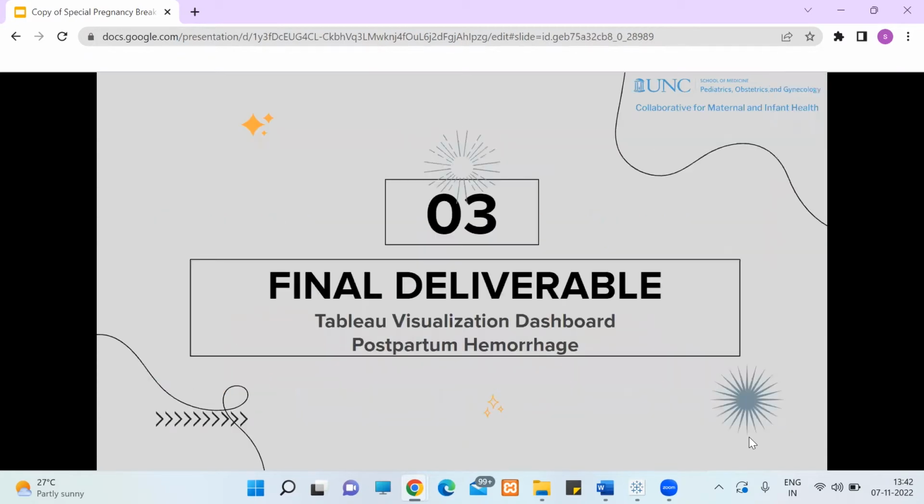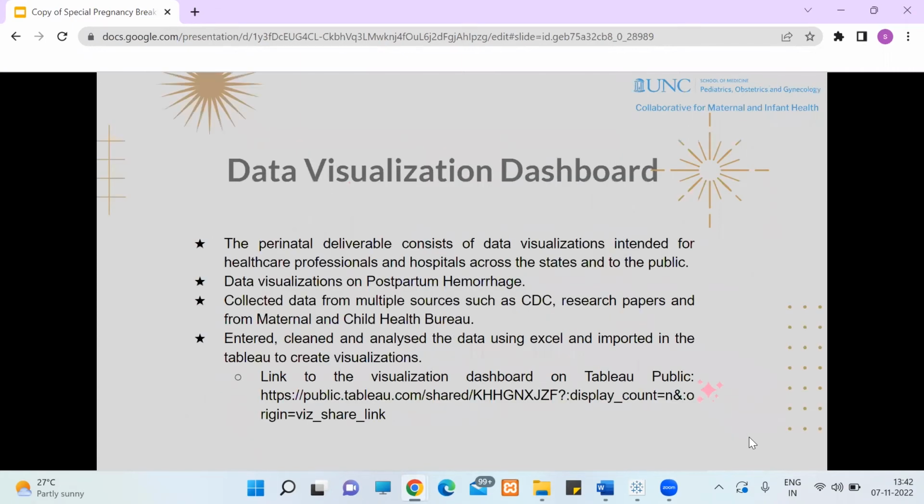So as I said, for my internship, we had to do a final deliverable. So I made a data visualization using Tableau on postpartum hemorrhage. The visualization dashboard consists of data visualizations intended to provide information and awareness for healthcare professionals and hospitals across the United States and to the public.